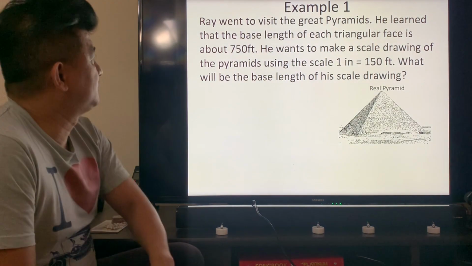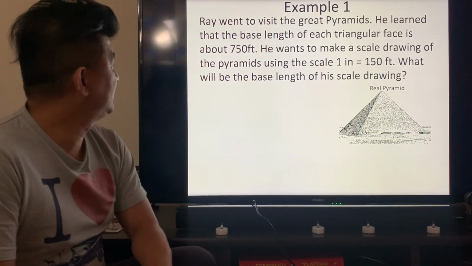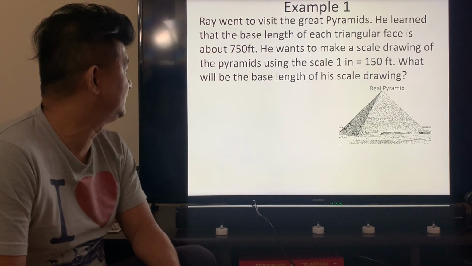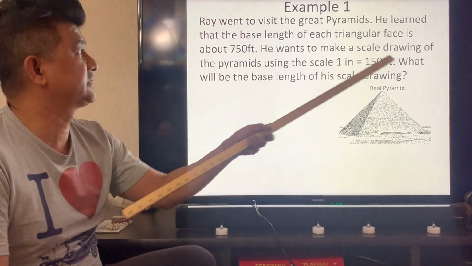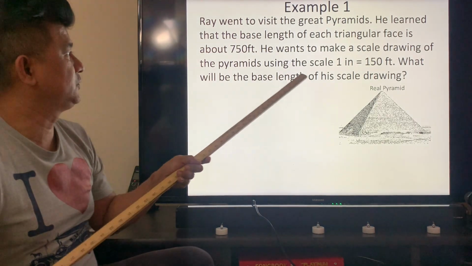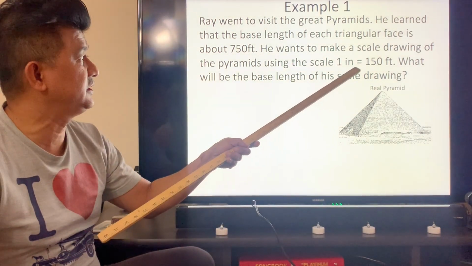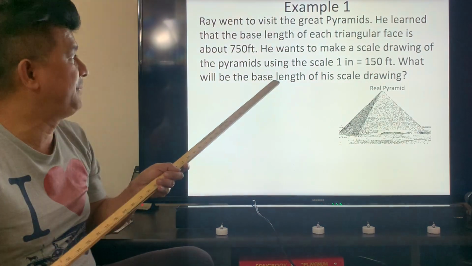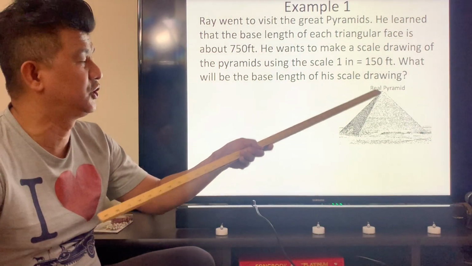Okay, Ray went to visit the Great Pyramids. He learned that the base length of each triangle face is about 750 feet. He wants to make a scale drawing of the pyramids using the scale 1 inch is equal to 150 feet. What will be the base length of his scale drawing?